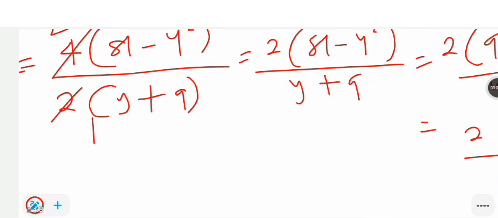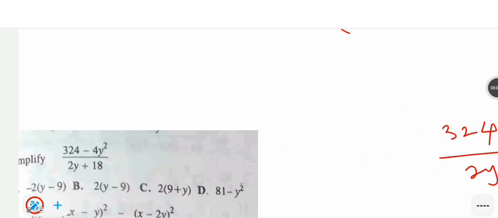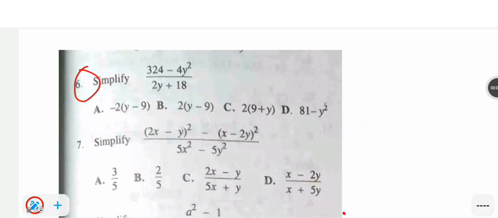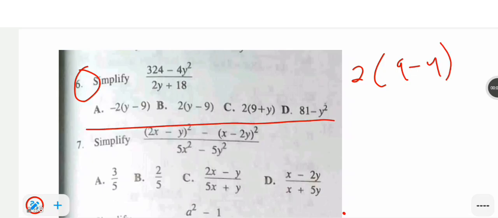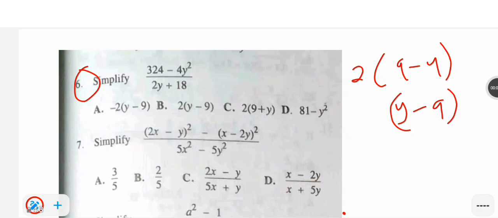So let's check it out in the option. 2 into 9 minus y. So if you check it here, our answer was 2 into 9 minus y. But if you look at all these options here, 2 into 9 minus y is not there. What you have here is y minus 9. So you need to reverse this. So if you bring this y forward, it will be y minus 9. We need to put minus in front of it because you have reversed what is inside the bracket. So the answer is option A.